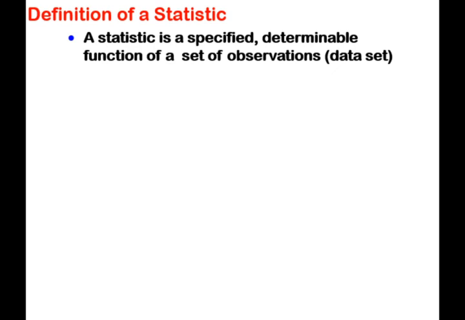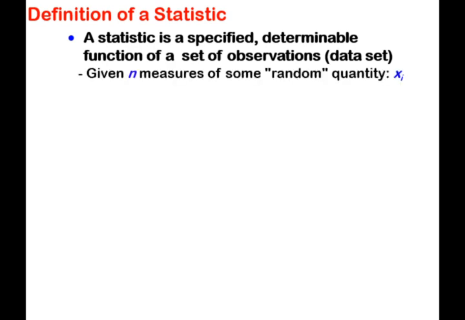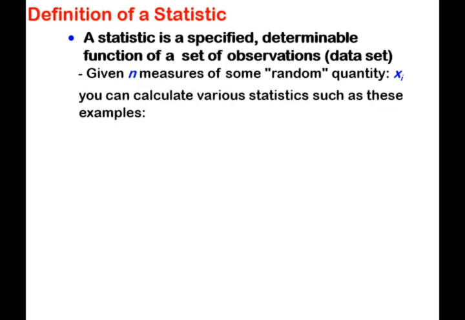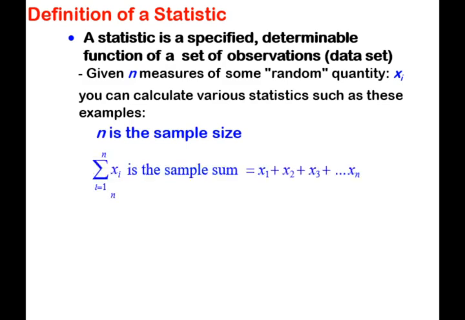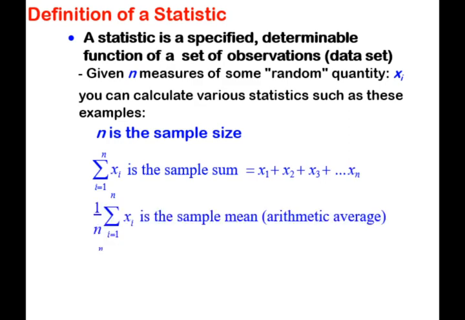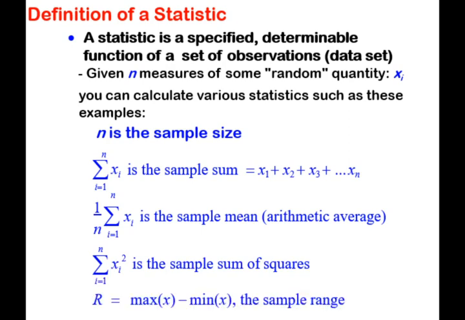A statistic is a specified determinable function of a set of observations. Let's assume we have n measures of some random quantity xi. We can calculate various statistics, such as these very simple examples. We can find the sample size, which is your n. We can find the sample sum. We can find the sample mean or arithmetic average of the sample. And we can find the sample sum of squares, as well as the range of your observations.